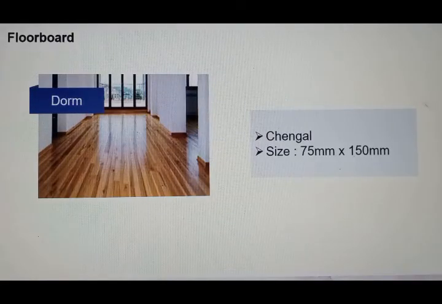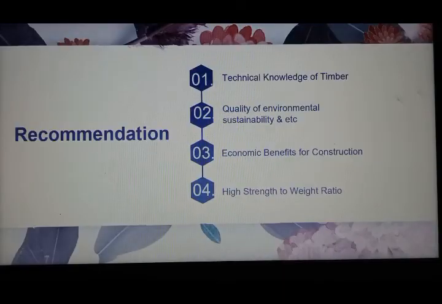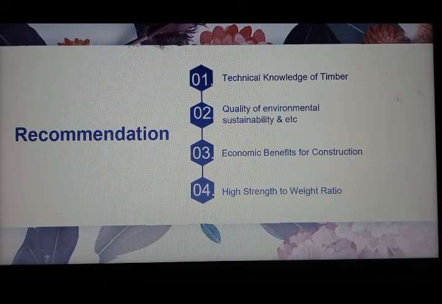After the calculation and justification has been made for the size of the floorboard for every part of the chalet, we come to a conclusion stating that all the sizes are passed and adequate for the chalet. So next I will be presenting about the recommendation.